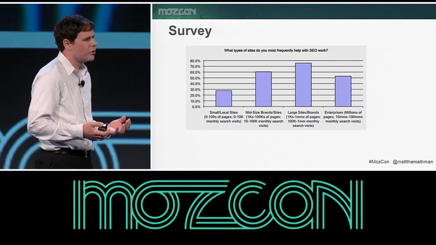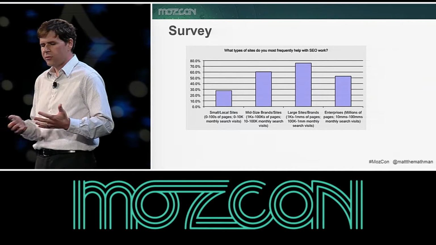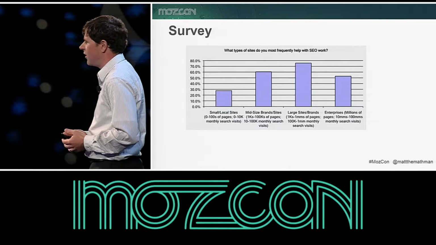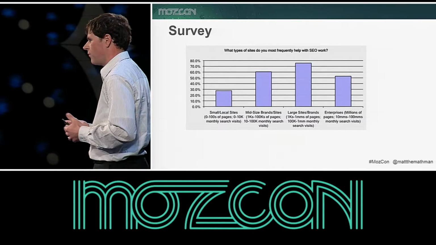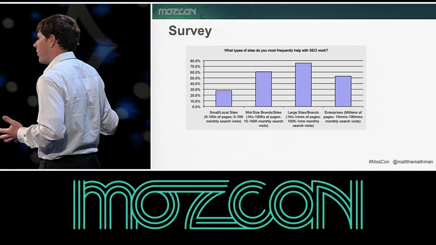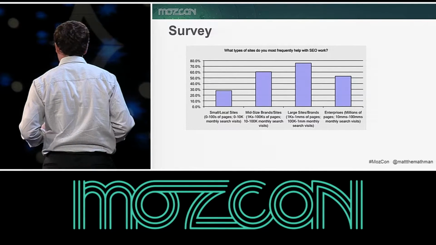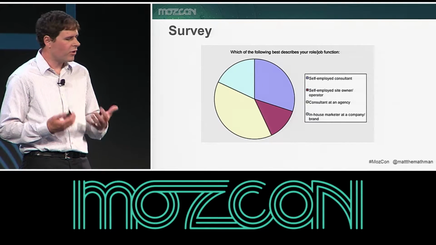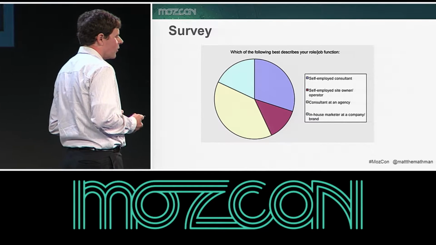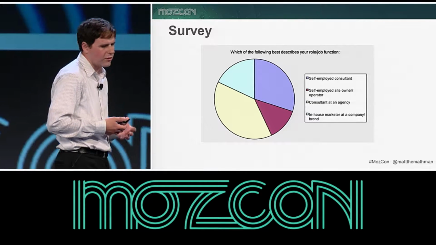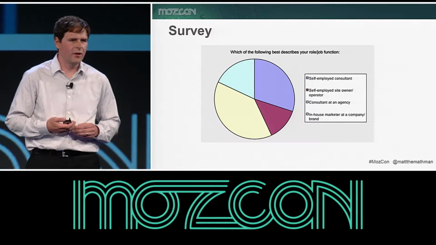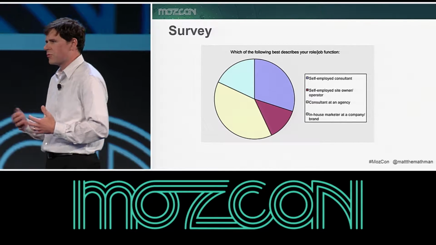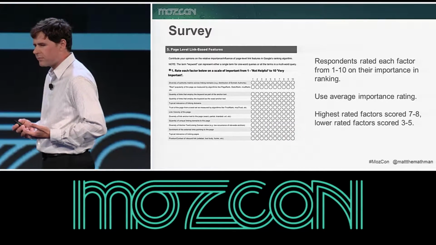We got a really nice distribution of different size sites in the survey itself. Everything from very small local sites that have a couple of hundred pages and very few visits, all the way up to enterprise-wide sites that get millions and millions of visits and millions of pages. So we got a good distribution of different site types. And we also got a really good uniform distribution of different roles. Everything from self-employed consultants to consultants at large agencies or in-house marketers. So we really feel that this is a nice representative distribution of all the professional SEOs.